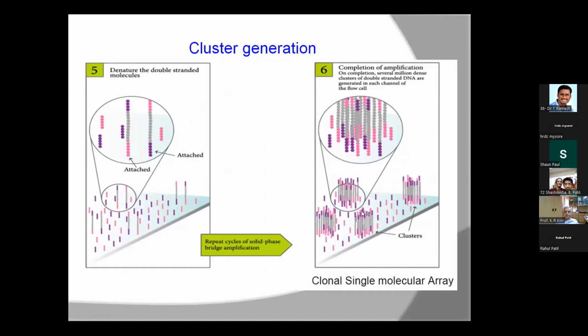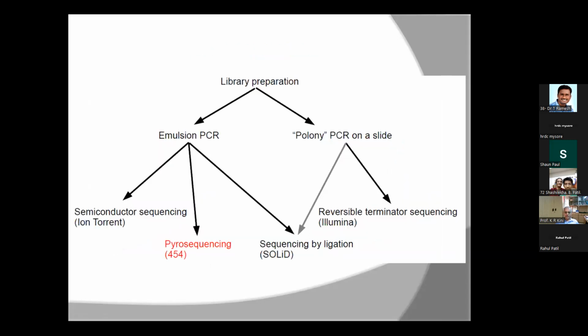And this is continued: denature, anneal, and synthesize, and then repeat the cycle, and you will get a bridge. So there is a clonal single-molecule array of these single-stranded fragments, multiply amplified. So there are several million dense clusters of double-stranded DNA generated in each channel of the flow cell. Once you get the amplified DNA, then you go for sequencing.